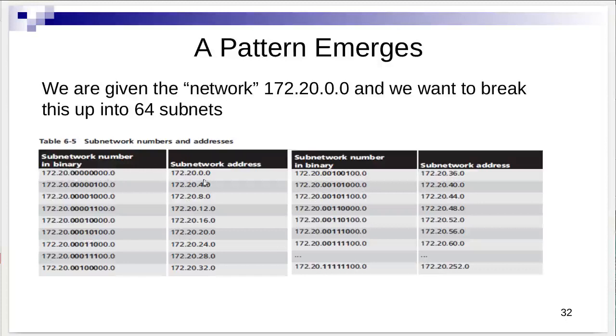So 172.20.0.0 is 172.20, and then 8 zeros, .0. The next one is 4, and so you'll see 4 zeros, and then 0, 1, 0, 0, which is binary for 4. And the next one is 0, 0, 0, 0, 1, 0, 0, 0, which is 8. The next one is 0, 0, 0, 0, 1, 1, 0, 0, that's 12, and you can see the pattern now. 16, 20, 24, 28, 32, which is 0, 0, 1, 0, followed by 4 zeros. That's 32.